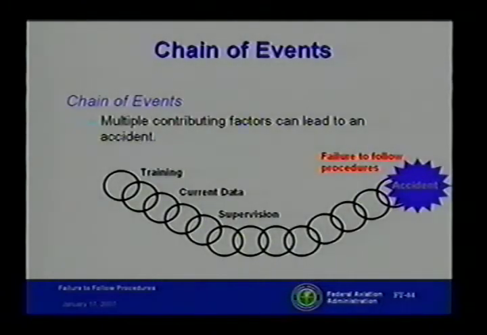On most every accident that I've ever been involved in, there has been a chain of events that led up to the accident. Not just one cause, but several things that happened along the way. From the beginning, it could have been a rush to get someplace. It could have been a decision based on the fact that we all know about get-home-itis and things of that nature. But the multiple contributing factors in this one were the training, the current data, the supervision, and then the failure to follow procedures, which resulted in an accident. So how do we stop that?